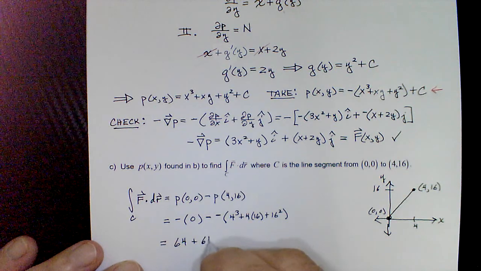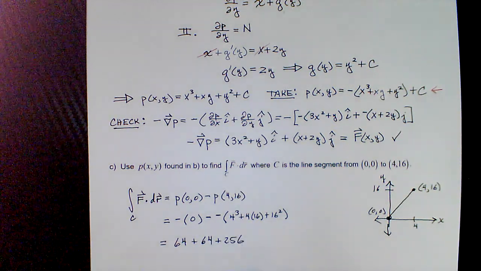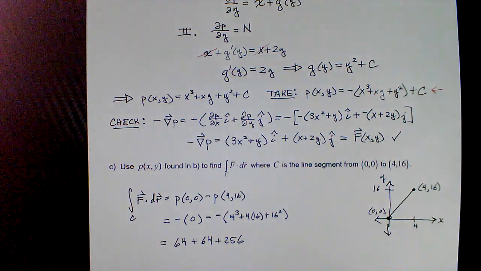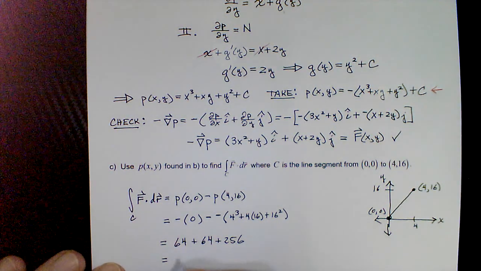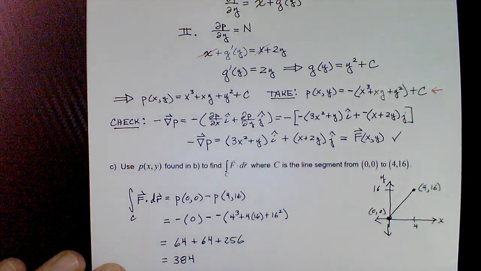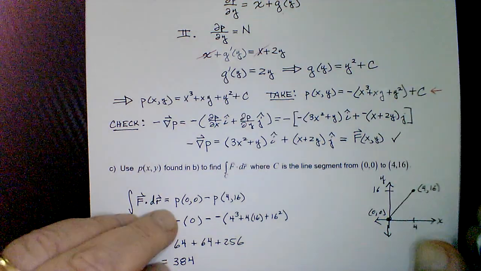64. And then 16 squared plus 256. Okay, and then that gives us 384. Okay, so that's showing it by using our special theorem regarding the potential function. But now, here's the cool part.